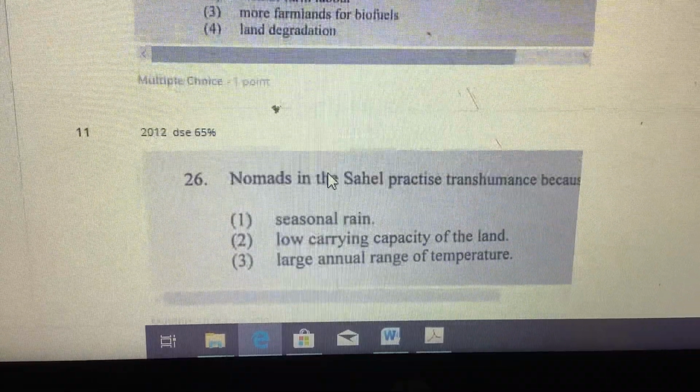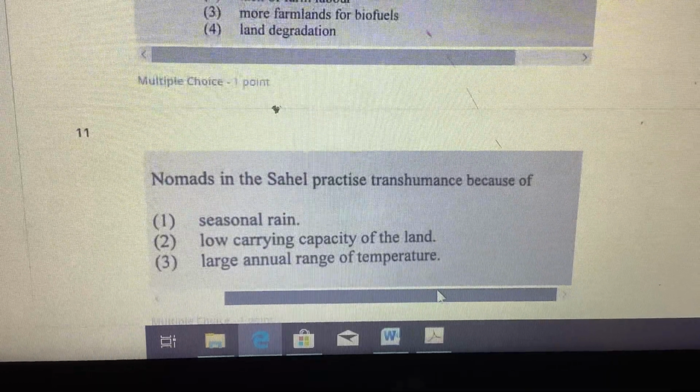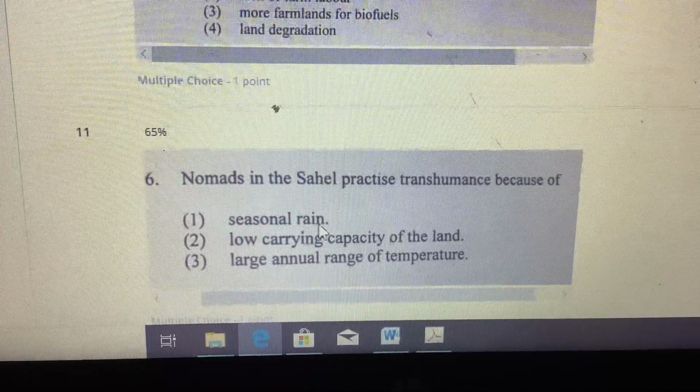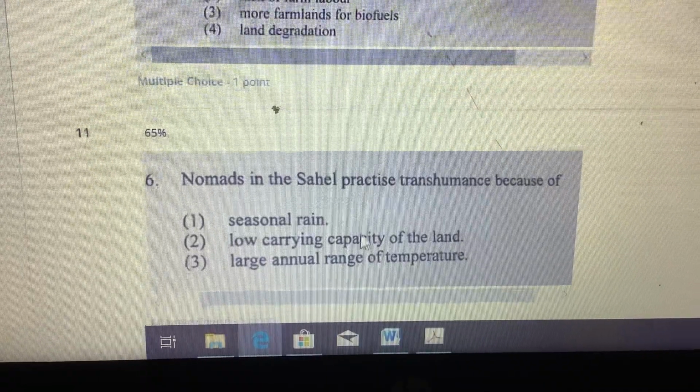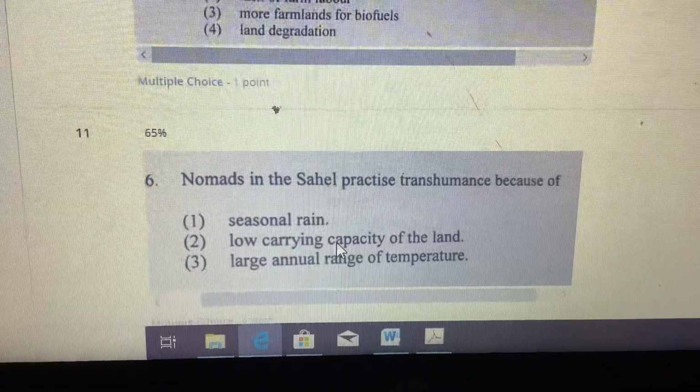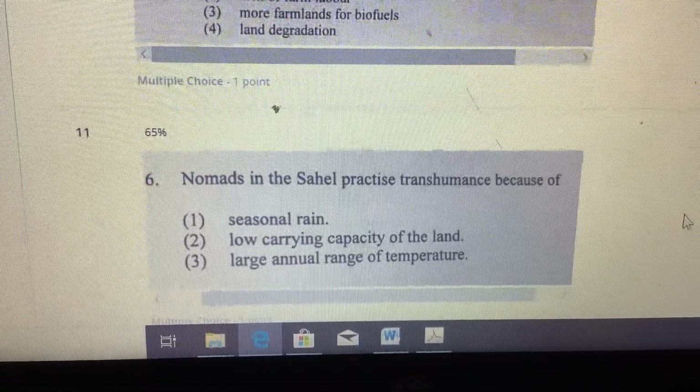This one is done. Nomads in Sahel practice transhumance because of seasonal rain, is it? Low carrying capacity of the land, is it? Yes. Number 1 and number 2 is right. How about number 3? It's not the case.